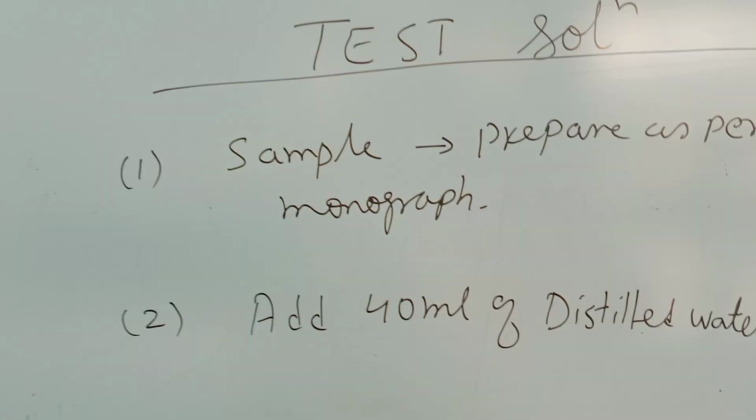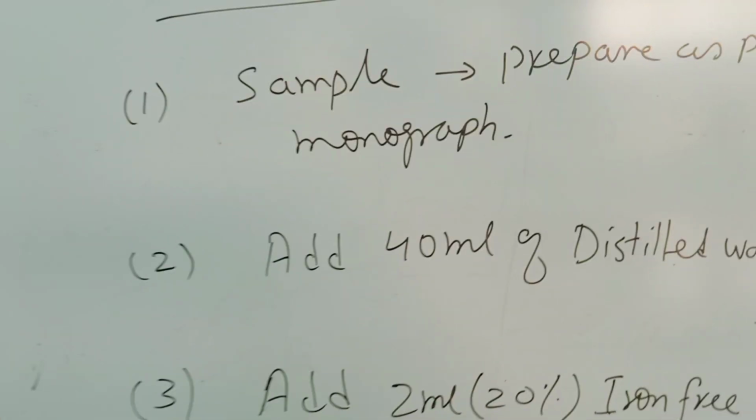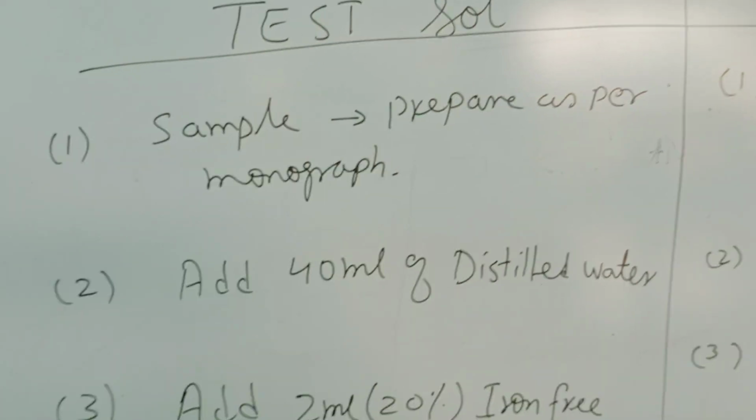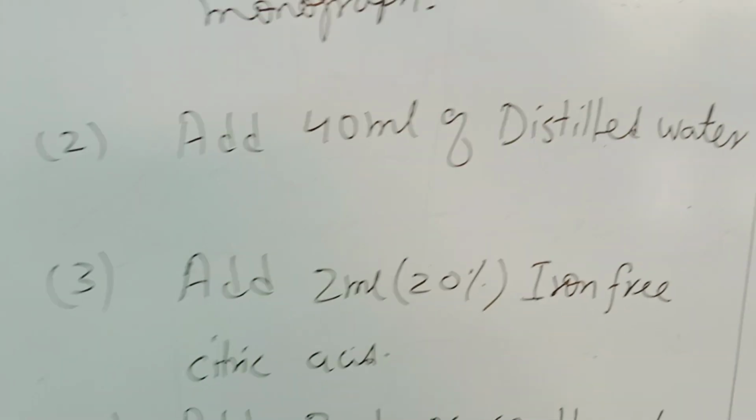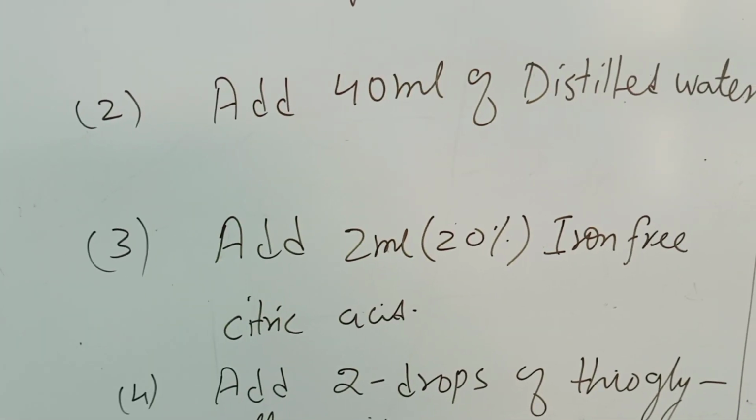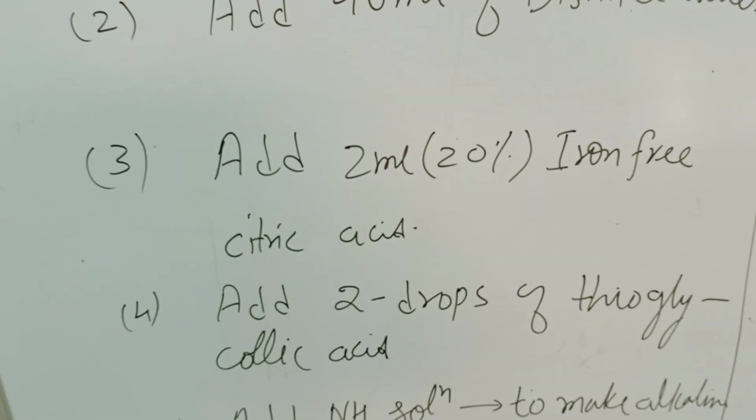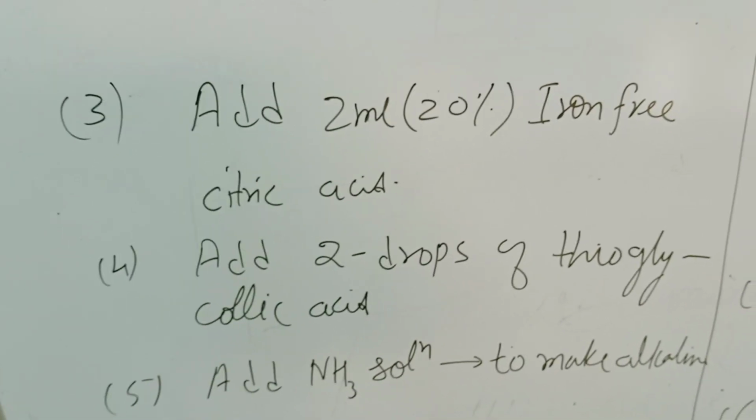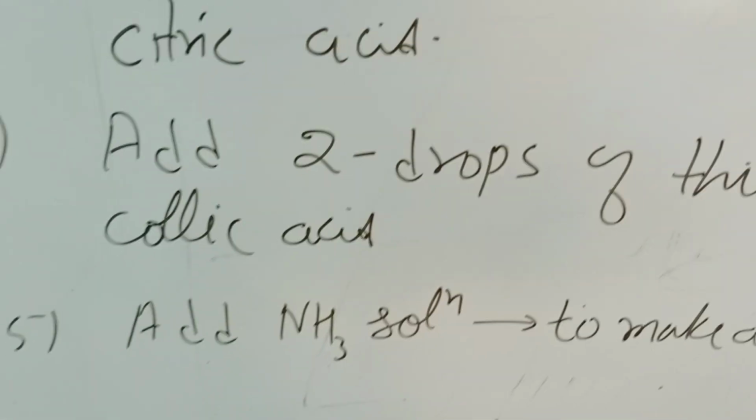The very first step is the preparation of the sample as per the procedure given in the monograph. Accordingly, we will prepare a sample, and then we have to add 40 ml of distilled water. Then we add 2 ml of 20% iron-free citric acid to the sample. Once we are done with the citric acid, we add 2 drops of thioglycolic acid, and further, in order to make the content alkaline, we add a sufficient quantity of ammonia solution.